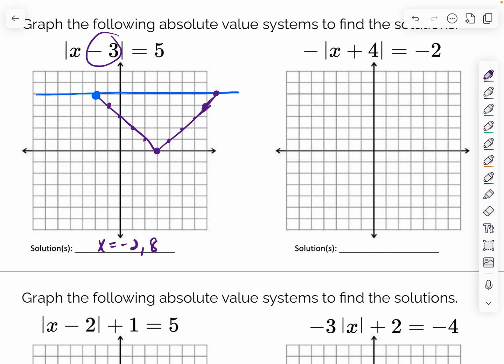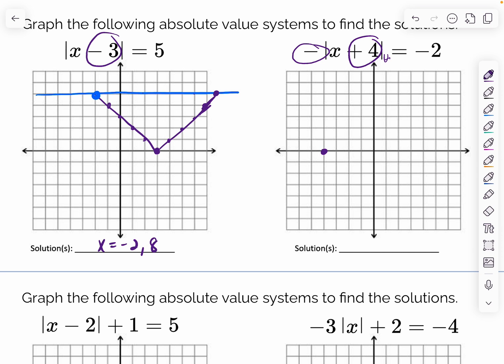All right, next one. Again, we're looking at this number in here as our horizontal shift. So in this case, we're moving our vertex to the left 4. There's still no up and down, so it's just going to be negative 4, 0. Remember, you're always doing the opposite on the inside. So even though it's plus 4, you're going left.